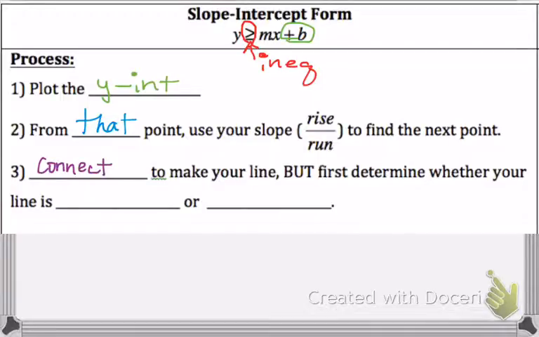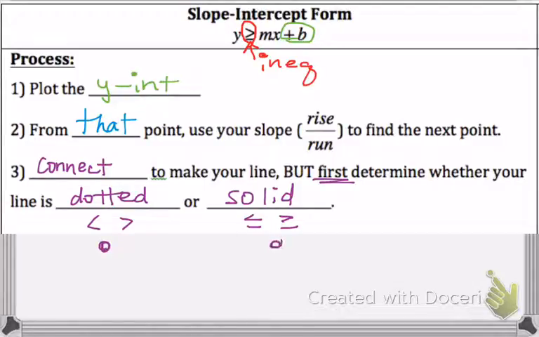to make your line. But first you need to determine whether your line is going to be dotted or solid, because some points are going to be included and some are going to be excluded. So dotted lines are going to be if the inequality looks like either of those. Solid is going to be like this, greater than or equal to, less than or equal to. Similar to how this was an open circle and this was a closed circle when we solved inequalities.